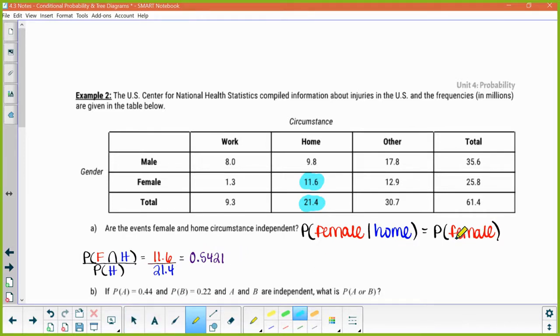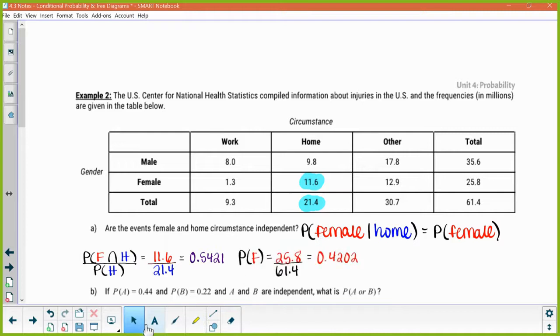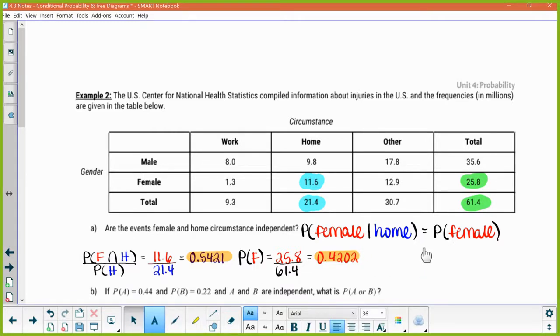Now I'm going to find the probability of being a female. All I have to do is take my female total, which is 25.8, over the entire sample space, because I don't have any given statement. I don't have any restriction occurring. And that gives me 0.4202.